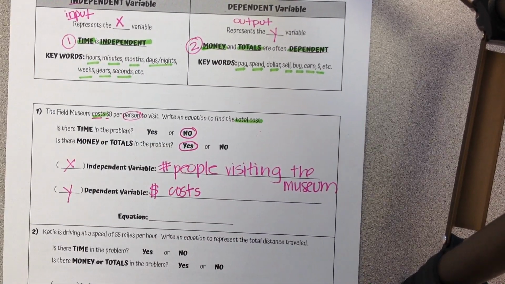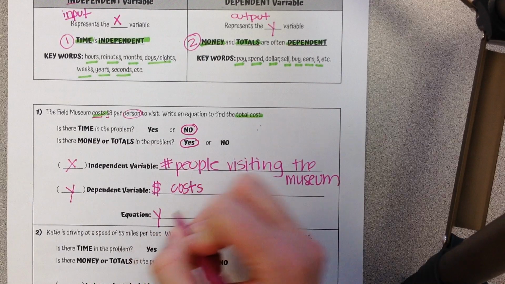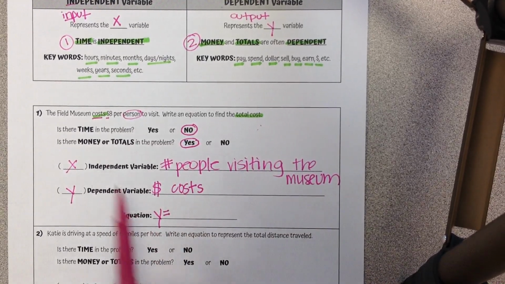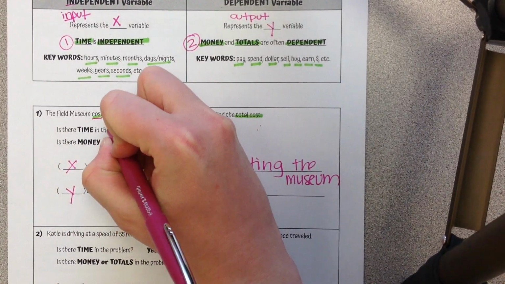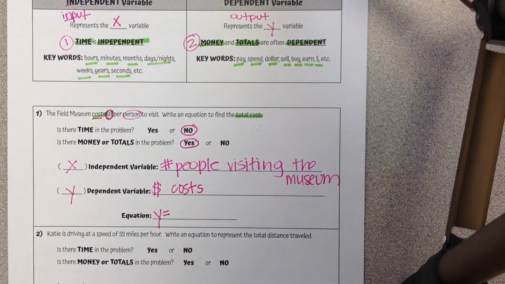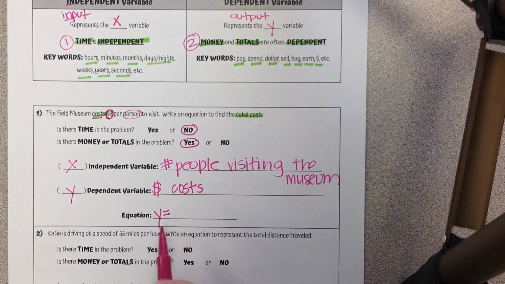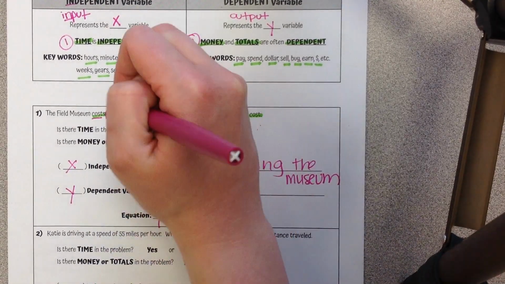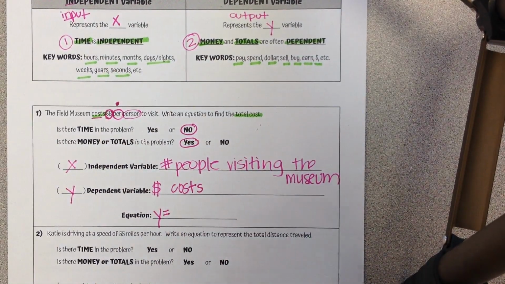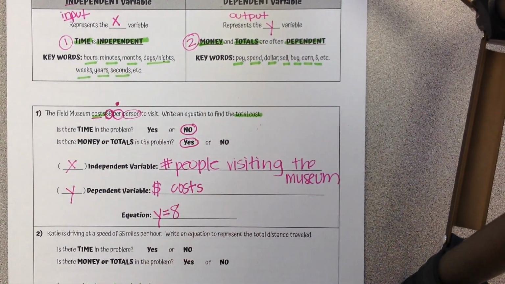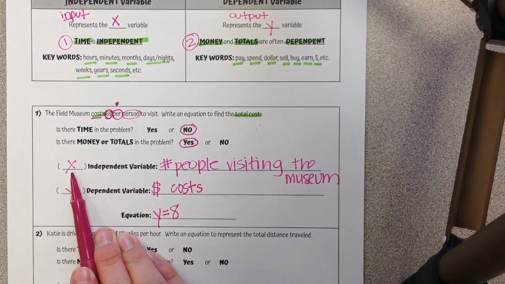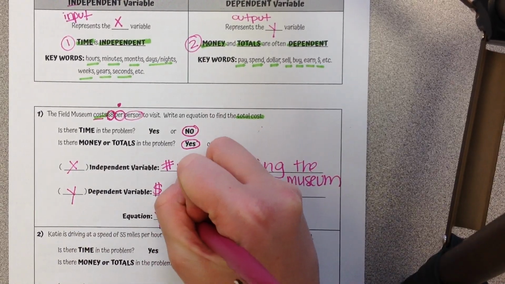Okay, so my equation always starts with Y equals. Okay, then I'm going to go back into my problem and find the number. Okay, so as I'm looking through, I have 8 right here. Okay, so I know I'm going to have 8 in my equation. I'm going to look for my keyword that tells me what operation to do, which in this case is per. Okay, per means multiplication. So it cost $8 times the number of people. And the number of people is represented by X, so I'm going to write this as Y equals 8X.